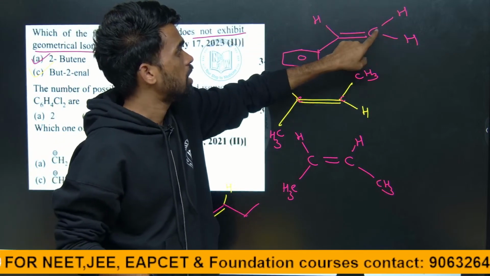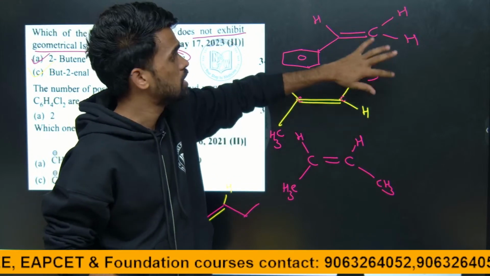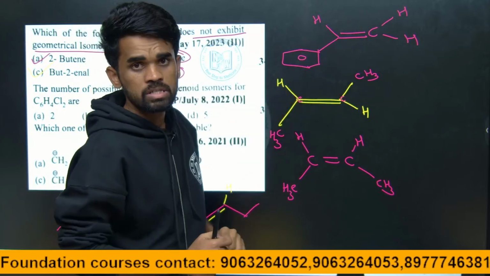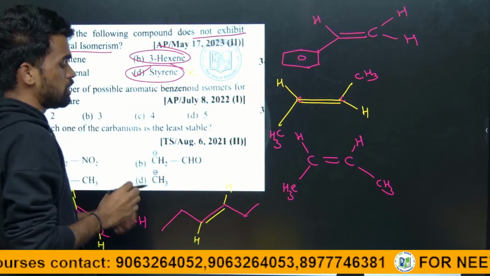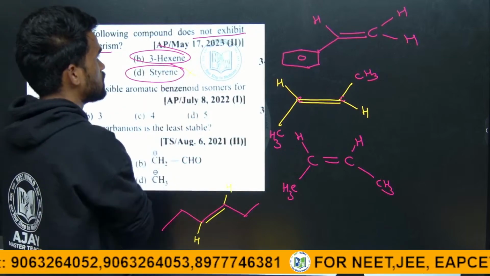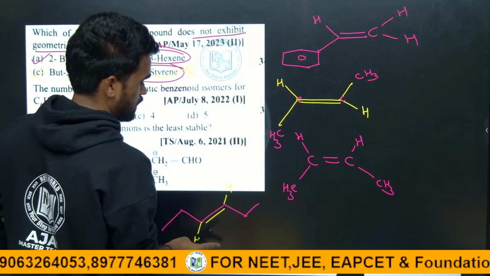So when on a particular atom we have this kind of situation, we cannot distinguish whether it is the cis or trans form. So there is no cis-trans isomerism in styrene. So option D will be the very suitable answer you have to choose for this particular question. Which one does not exhibit? Styrene does not exhibit geometrical isomerism. It is clear, I hope.